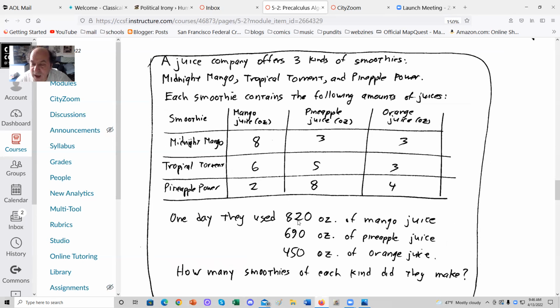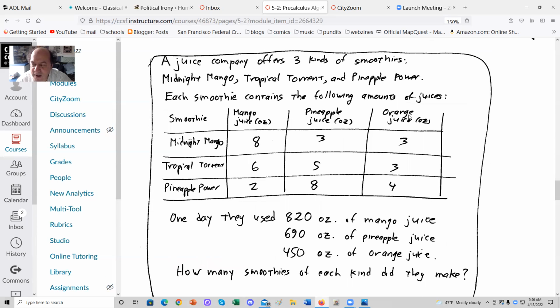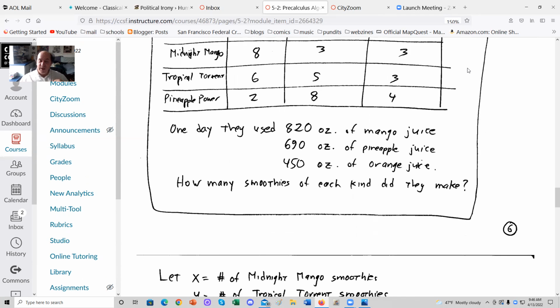And they use 820 ounces of mango, 690 ounces of pineapple juice, and 450 ounces of orange juice. How many smoothies of each kind did they make? Now, as ever, when dealing with a word problem, the very first thing to do is to give names to the things you're trying to find out, to assign variable names.